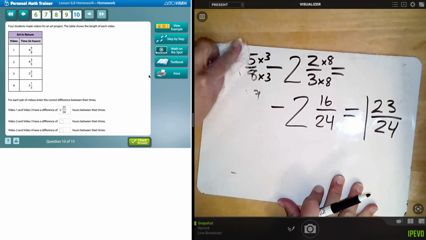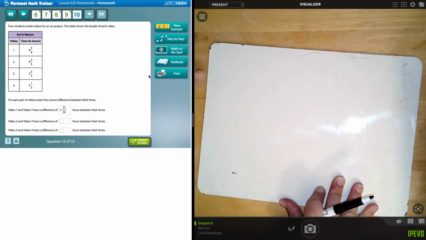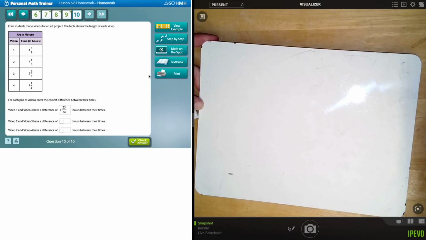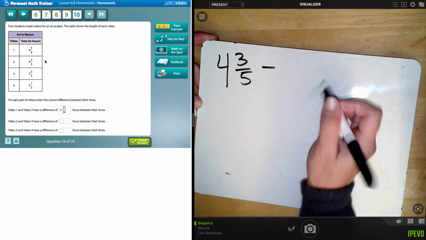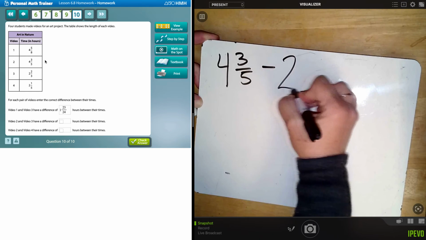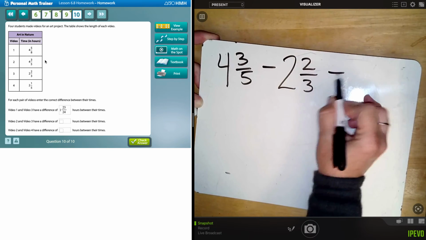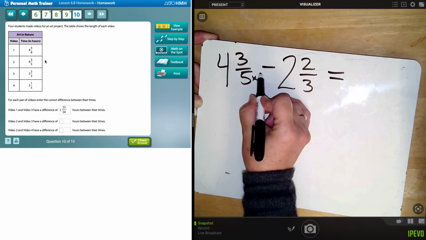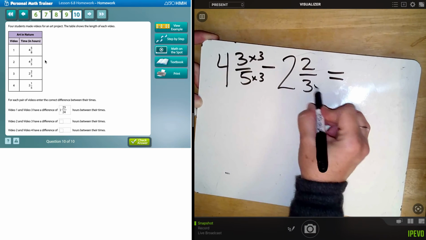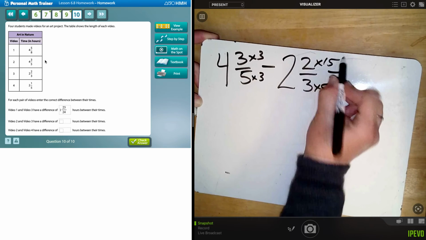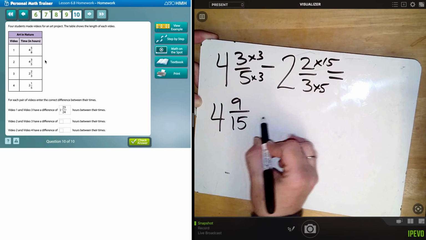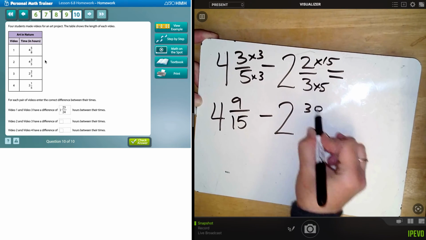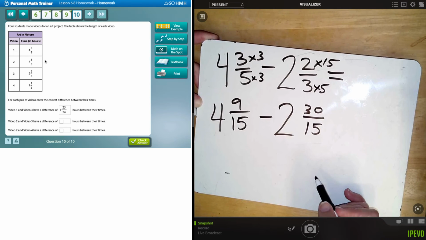So let's do the next one. For video 2 and 3, they have a difference of. So video 2 is 4 and 3/5. Boy, they are giving us a lot of practice. Video 3 is 2 and 2/3. Okay, so I'm going to multiply by the opposite, and my common denominator is going to be 15, right? So 4 and 9/15 minus 2 and 30/15.